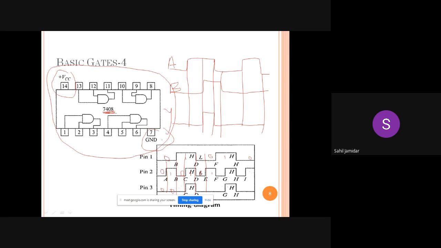That's why you might have seen in the previous IC 7404 you had 6 gates. Why were you having 6 gates in one IC? Because there we were requiring only 2 pins for each gate. But here we need 3 pins for each gate, so the number of gates here is less. So every 7408 IC will have how many gates?